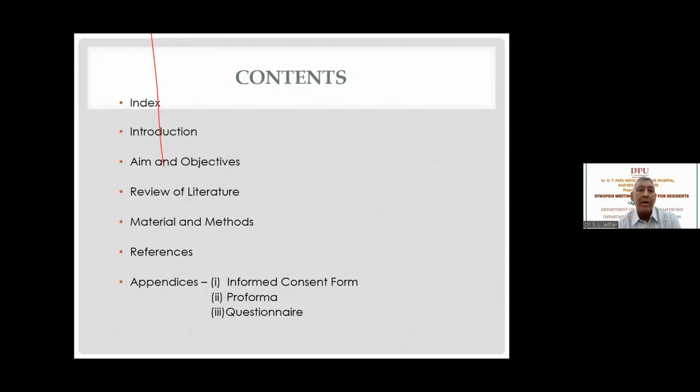Now, these are the different parts or components which your synopsis will have. There are a total of 7 parts. First is the index, then introduction, aim and objectives, review of literature, material and methods, references and appendices. I'm not going to touch on details of all of them because we have separate sessions for each of them. So have you all noted the 7 points that should be there in a synopsis?